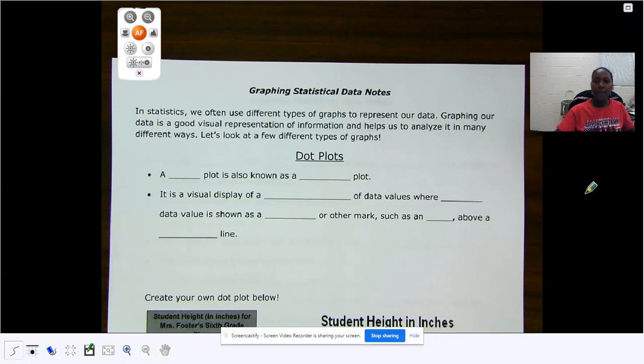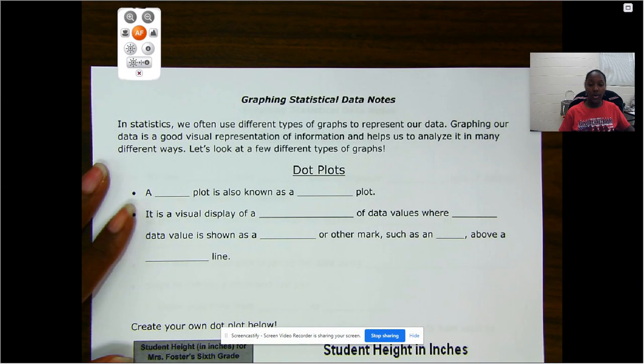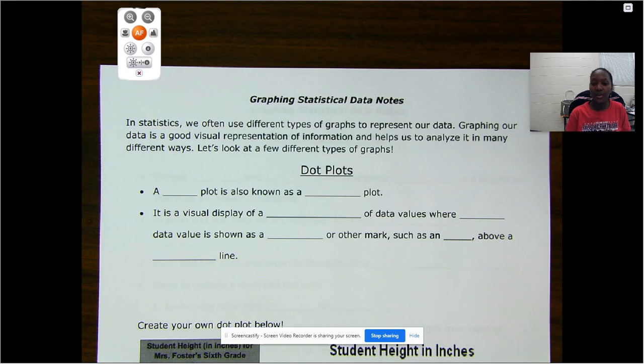Hey guys, welcome back. We are continuing on with our data representation unit. Now we're going to move on to some graphing of statistical data. We're going to be talking about dot plots, stem and leaf plots, histograms, and box plots.